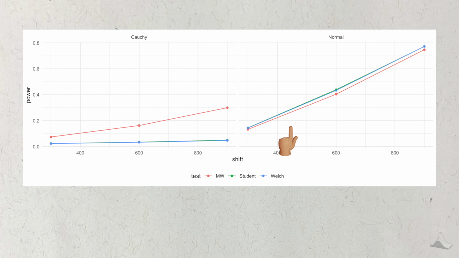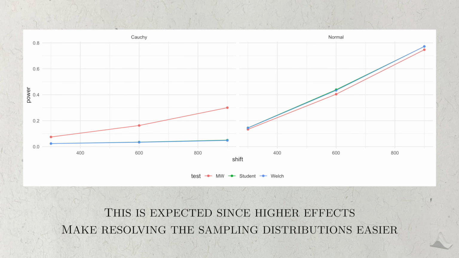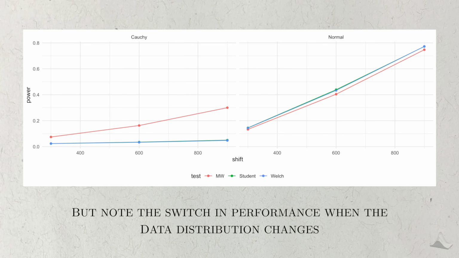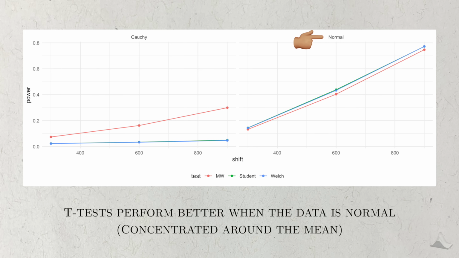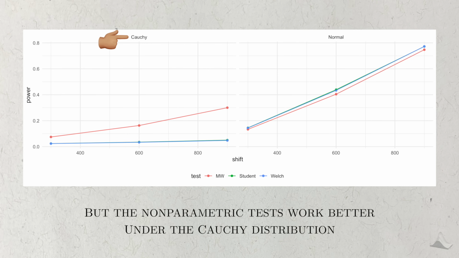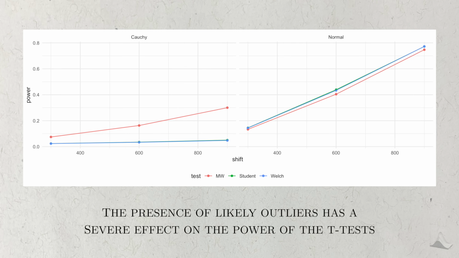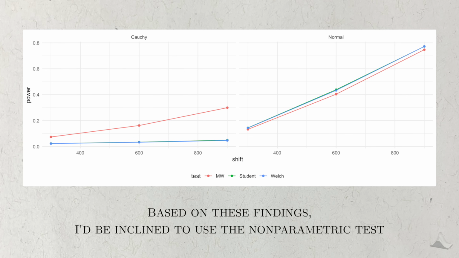You can see that power increases as effect size increases. That's something we'd expect because it's easier to resolve the two distributions of the two styles. But look at which tests behave best depending on the distribution. When the data is normal, the t-tests perform better, but the reverse is true when the data is Cauchy. These outliers threaten the assumptions of the t-test, and a consequence of that is severely reduced power. Based on these findings, I would be more inclined to use the non-parametric test to analyze my future YouTube data.